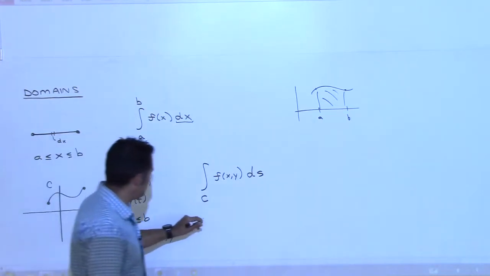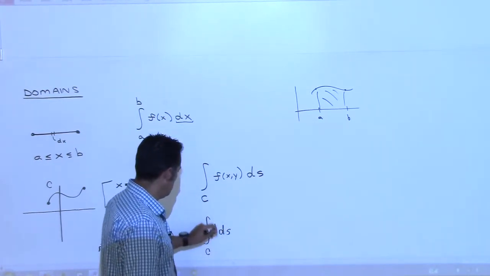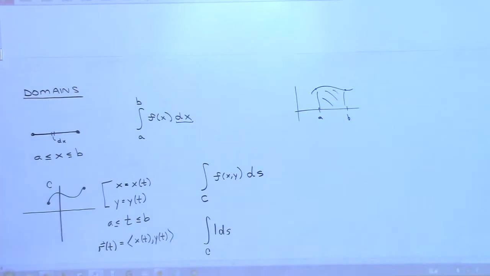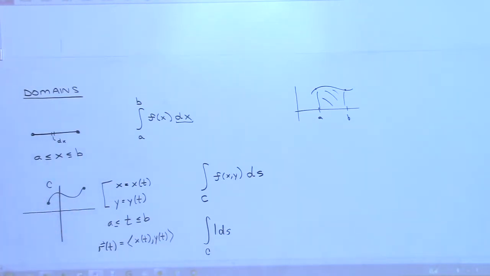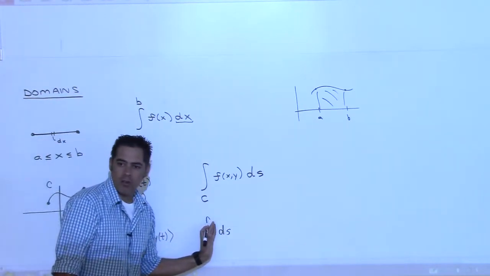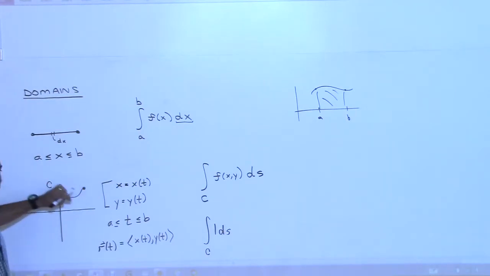What if we did just this? What would that give you? It's kind of like what we did before when we had 1 dA was the something or 1 dV was the something. What is 1 ds going to give you? Length. Just the length of this curve. That's all it is. This is basically your arc length right there. So you're just adding up all the little infinitesimal arc lengths.